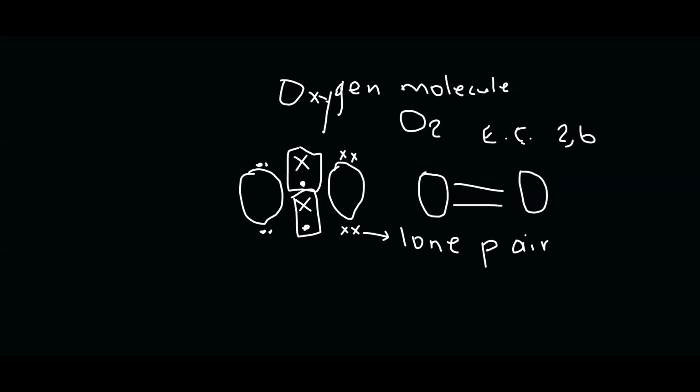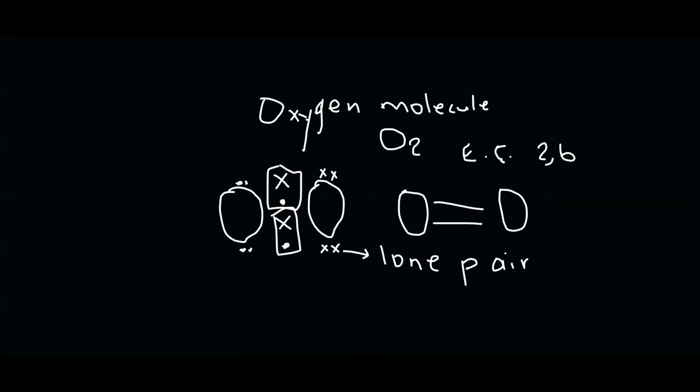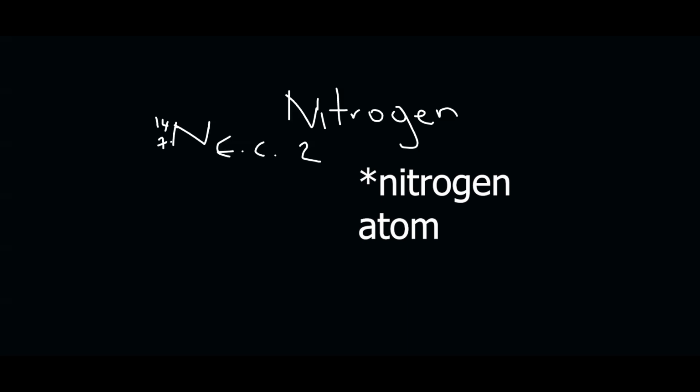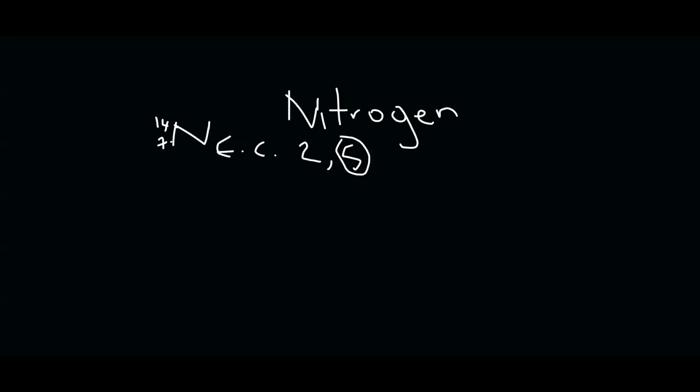So we're going to move on now to nitrogen, which would be the last part of this lesson. All right, so we're going to be looking at nitrogen now. The atomic number and the mass number are important. For nitrogen it is 14 and 7. And the EC, which represents the electronic configuration, is 2 and 5. Now each nitrogen atom needs an additional 3 to have a full outer shell, because remember that the second shell can hold a maximum of 8.